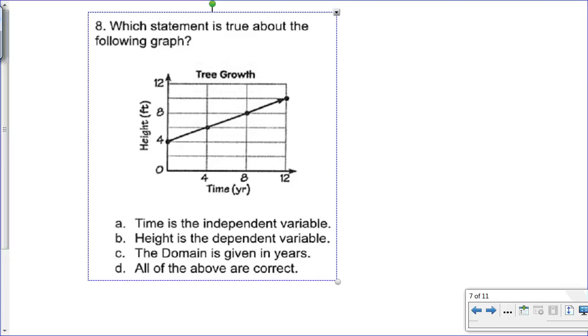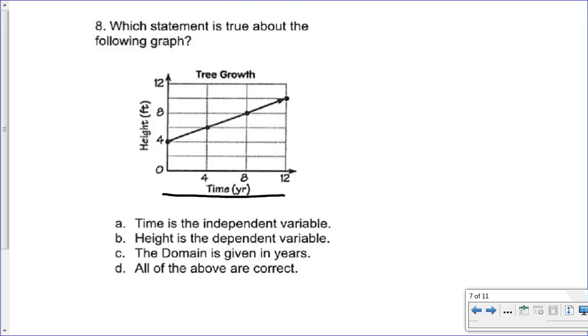Okay, so which statement is true about the following graph? Well, we can see we have tree growth. So they're looking at a tree and they're logging the time in years, and they're seeing how tall the tree grows, and that's actually how it works. As the years go by, trees grow taller. So we've got some statements down here, and we have to figure out which one's true.